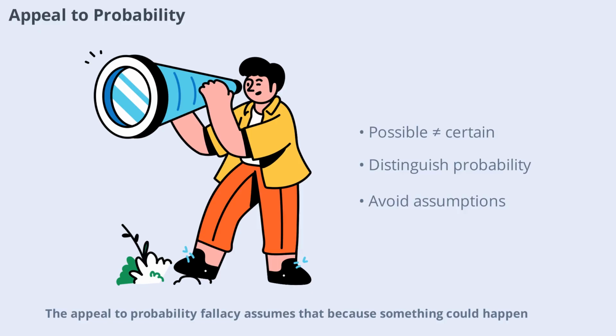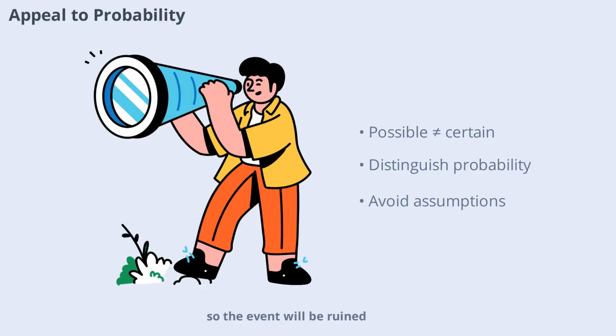The appeal to probability fallacy assumes that because something could happen, it will definitely happen. For example, it might rain tomorrow, so the event will be ruined. Just because something is possible doesn't mean it's certain. It's important to distinguish between possibility and probability when making decisions.